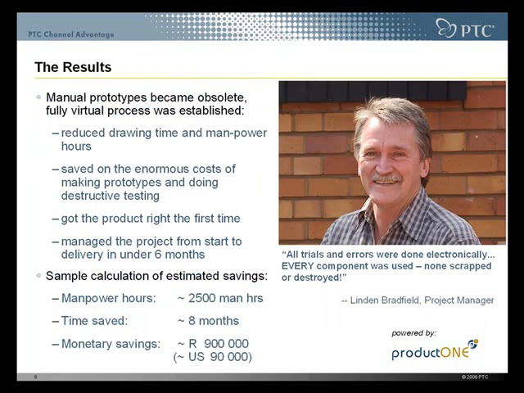In this project, GRE estimated that they had reduced their manpower hours by approximately 2,500 hours, saved 8 months in their time to market, and saved approximately 900,000 Rand using the power of ProEngineer. This was achieved by reducing the drawing time and man hours as described. They saved the enormous costs of making prototypes and doing destructive testing, and ultimately got the product right first time.